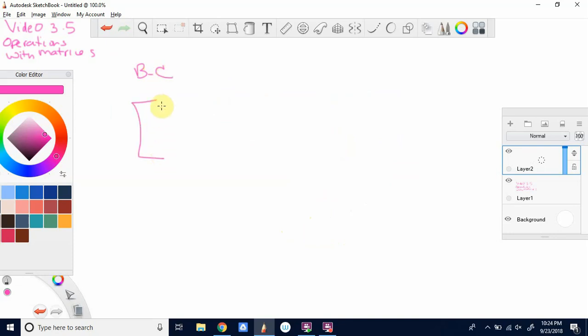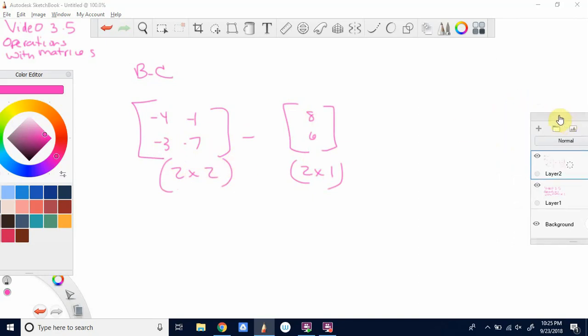All right, so the next one, B, they want us to do B minus C. So we're going to find matrix B, and write it down, and minus C. Remember, we still have to do order of operations. So this is a 2 by 2, and this is a 2 by 1. To add or subtract, the rule is they must be the exact same size. Are they the same size? No, so this is not possible. There is no solution because the dimensions are different.